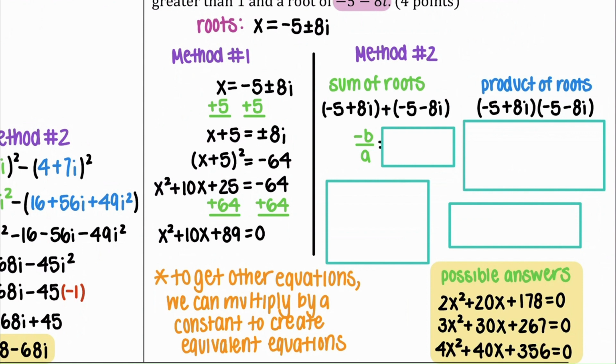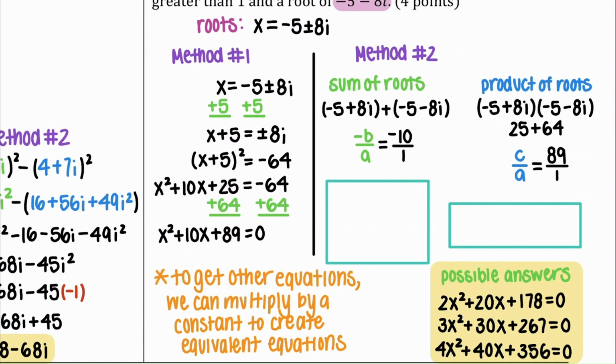So in this case, the sum of the roots, adding these two roots together, gives us negative 10, while the product of the roots gives us 89. I already have it down here, and you'll see that I already set a equal to 1. Do we always have to do that? No. But is it the easiest? Yes, because it won't change the value of whatever we calculated.